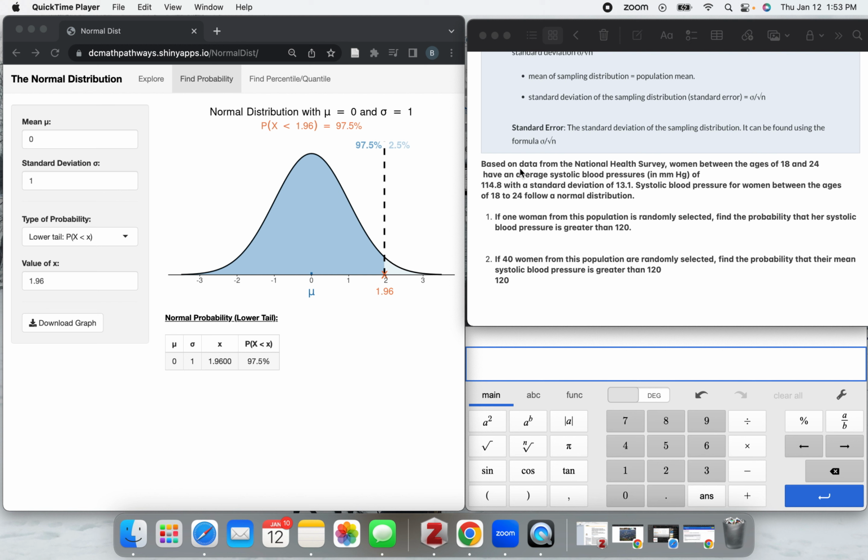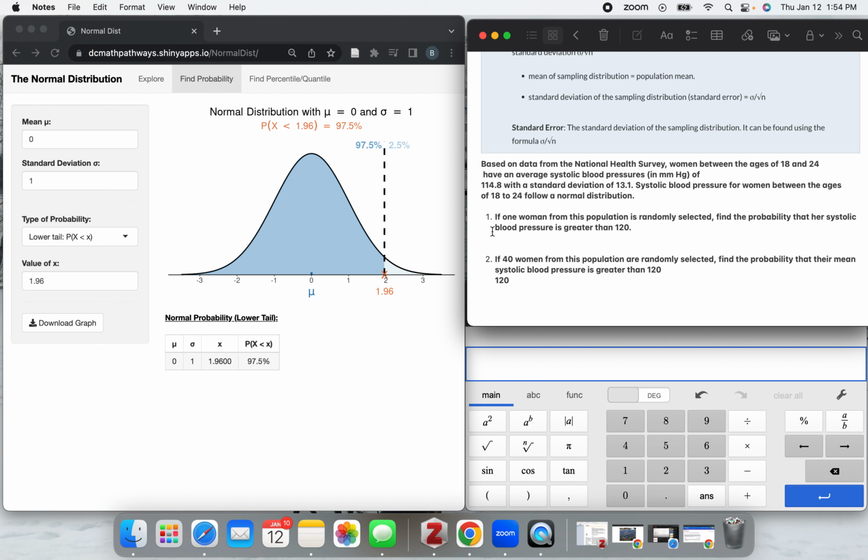So this tells us, based on data from the National Health Survey, women between the ages of 18 and 24 have an average systolic blood pressure of 114.8 with a standard deviation of 13.1. And it tells us that systolic blood pressure for women between the ages of 18 to 24 will follow a normal distribution. So we can use the central limit theorem because this follows a normal distribution.